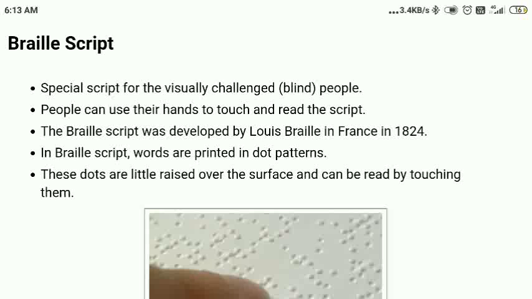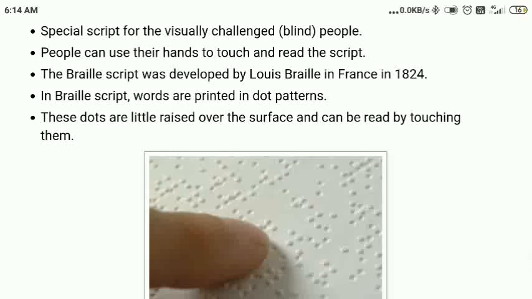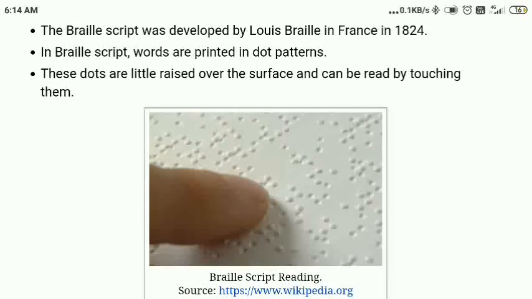Braille script is used by blind people or people with some kind of problem in their eyesight. That means they cannot see directly. So visually challenged people use this script. And how they use it, in this picture you can see some dots are created. Okay, so these dots are created in some kind of pattern.